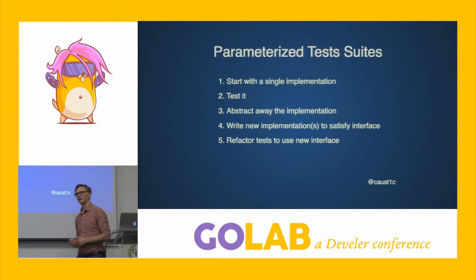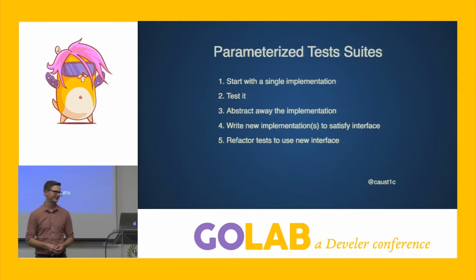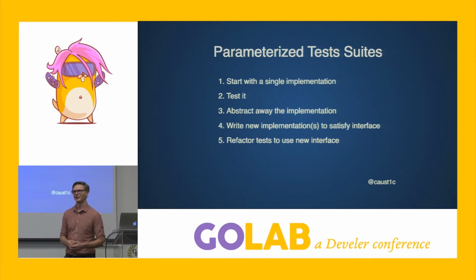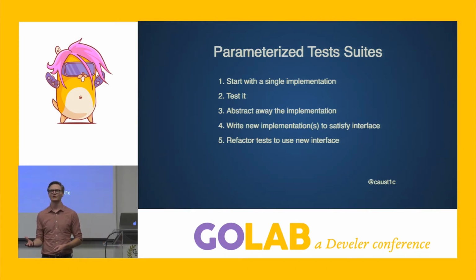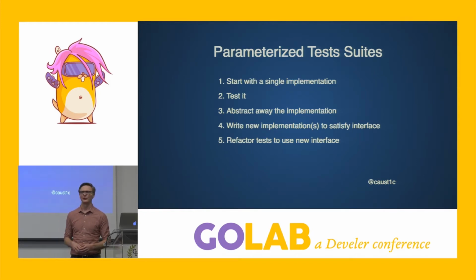So next we're going to talk about my specific strategy when approaching testing. My strategy is generally, I start with a very specific implementation and I test it. I don't worry about abstracting anything away. I will spin up servers locally using Docker, and I'll just test it against the actual implementation itself. Finally, when it comes time to it, I will find a need to abstract away that implementation. At that point, I write a new interface, and then I write new implementations to satisfy that interface, and I refactor the tests to use that interface.